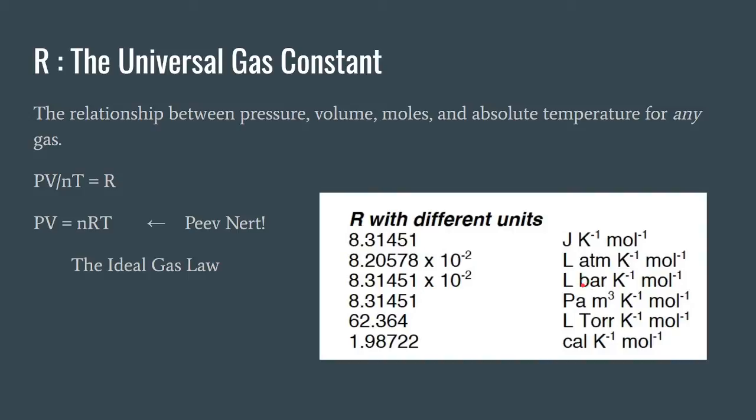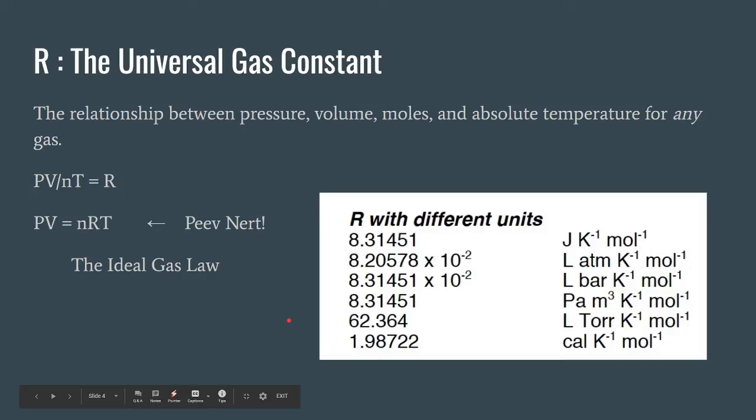It makes for a much easier conversion between this sort of thing and this sort of thing. It's just a slight change. Pascal cubic meters per mole Kelvin, 8.31451. Pascal times cubic meters, that is the same thing as a joule. Liter torrs, 62.364. Calories per Kelvin mole, 1.98722.